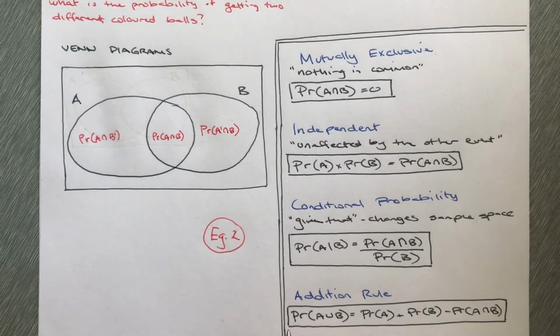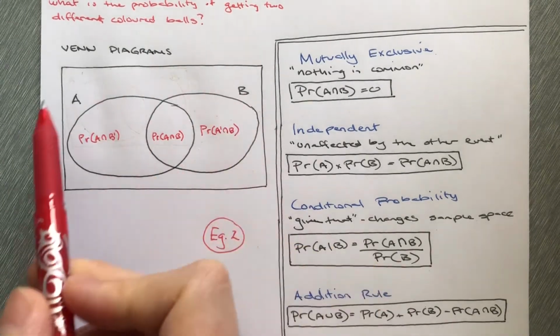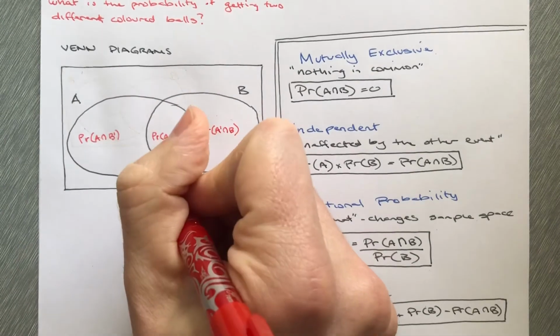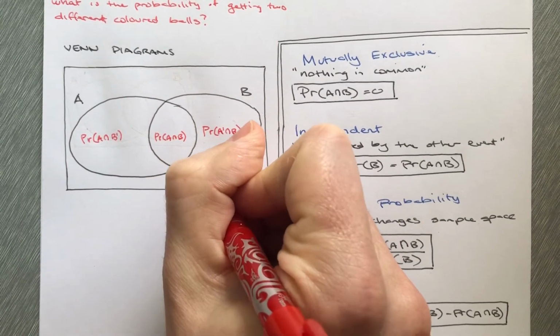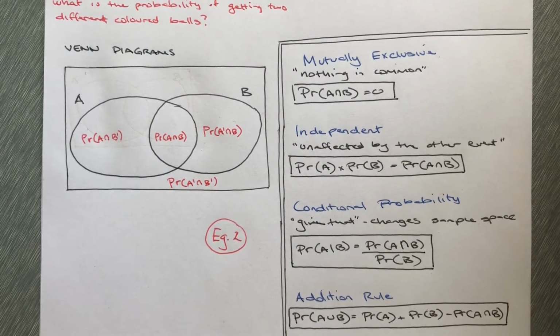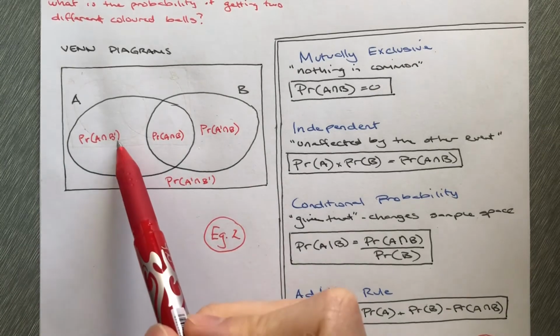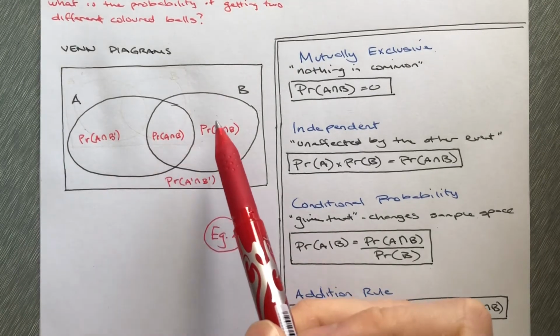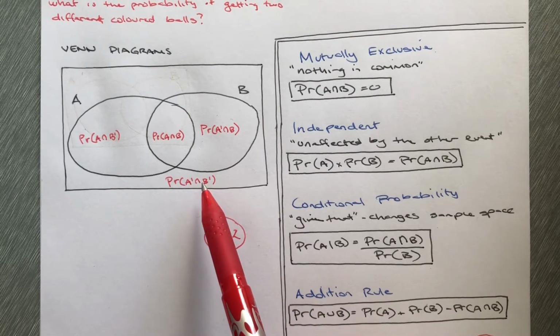Now we can use that same sort of idea and fill in this outside section here. So this outside section would be the probability of not A and also not B. What we need to realize as well is that the probability of all outcomes will add up to make 1. So these are all different outcomes. We could get that one, that one, that one, or that one. All of those things add up to make 1.